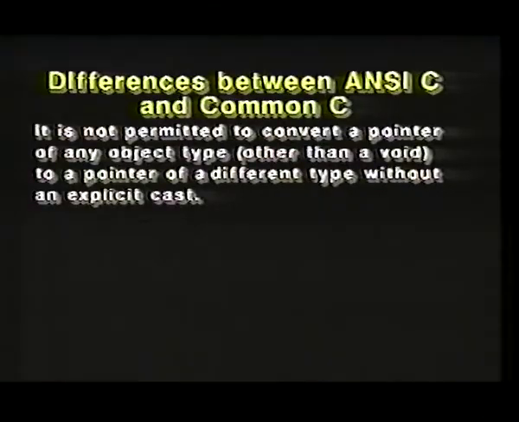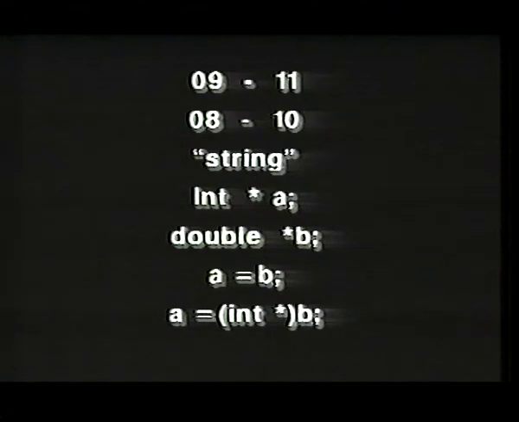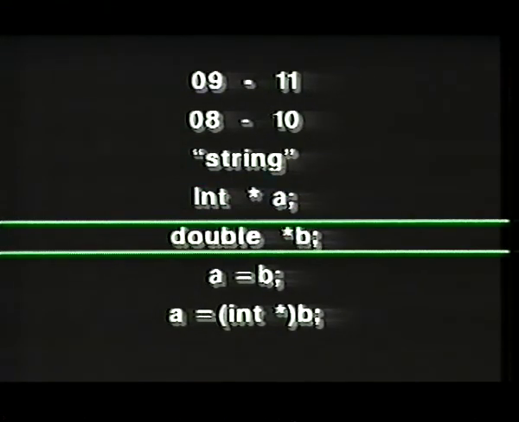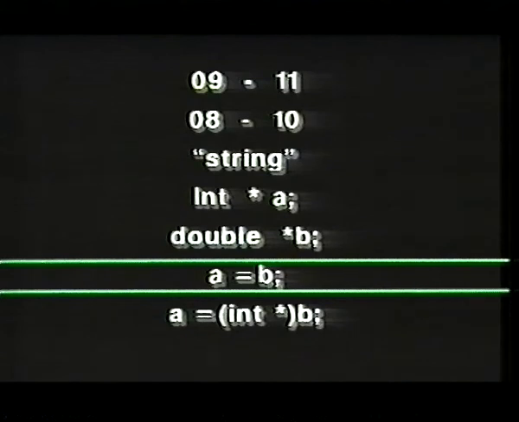It is not permitted to convert a pointer of any type other than void to a pointer of any other type without an explicit cast. If I say double star A, double star B, I can't say A equals B without getting a syntax error, unless I say a cast.